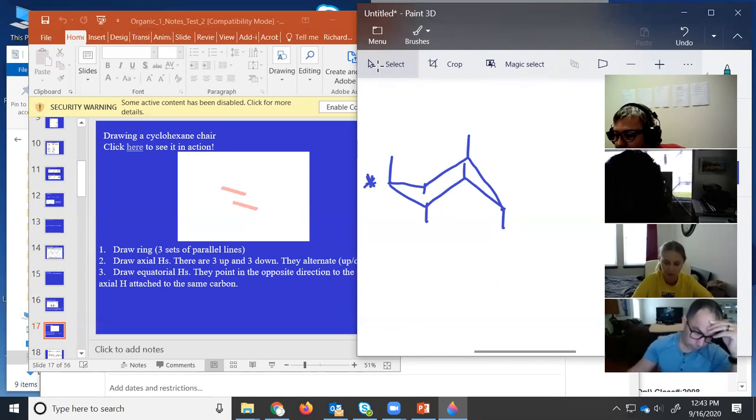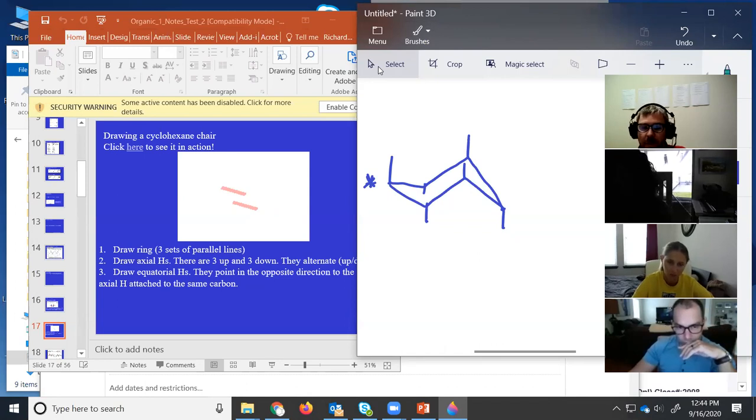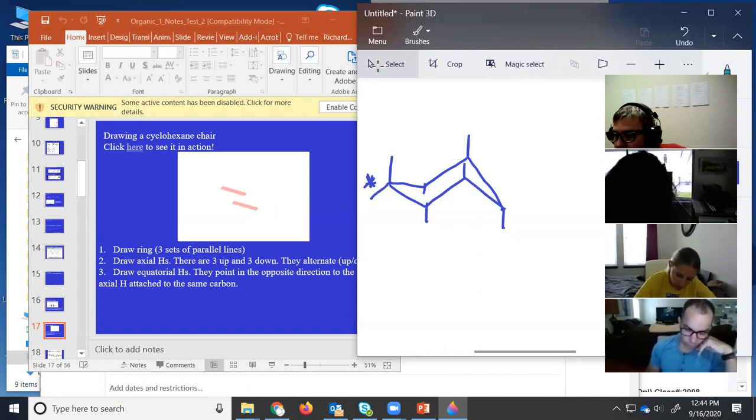Now there's your axials. Now let's look at your equatorials. Here's the thing with the equatorials. If your axial is pointing upwards, the equatorial is always going to point in the opposite direction, but out a little bit, not straight down. So this axial goes up, which means the equatorial goes down a little bit. This axial goes down, which makes the equatorial go up a little bit. And those alternate as well.